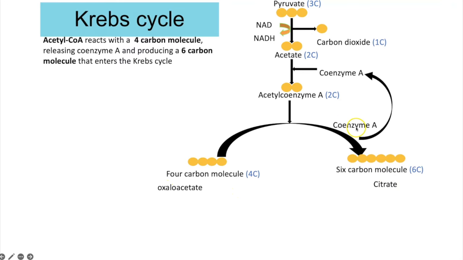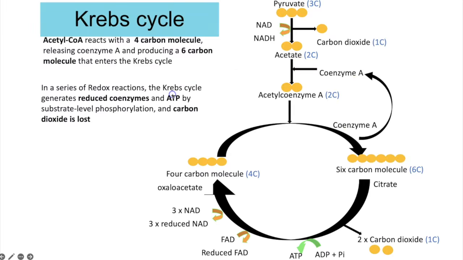At this point, the coenzyme A has served its purpose of helping the acetate react with the oxaloacetate, and therefore it's released and it goes to be reused again in the link reaction. We then have a series of redox reactions. There's actually lots of intermediates here, but you don't need to know any of those intermediates. You just need to know that there's a series of redox reactions, and that is because the carbon compounds are going to be oxidized, and these coenzymes are therefore going to be reduced.